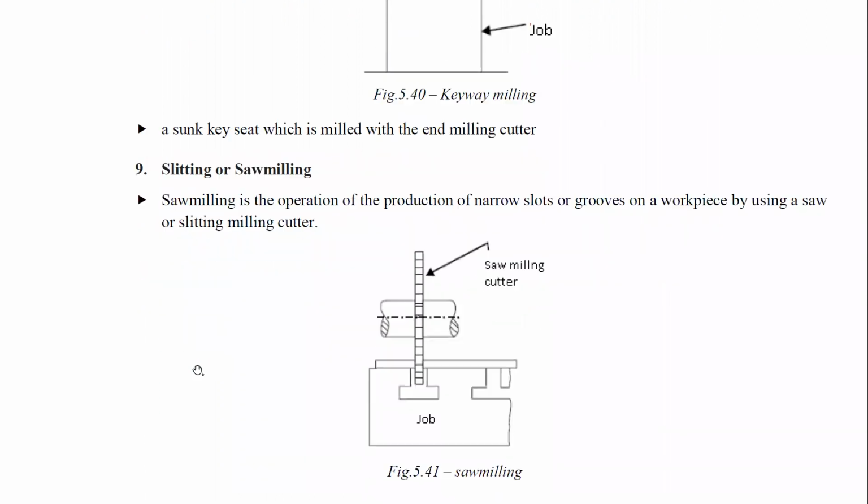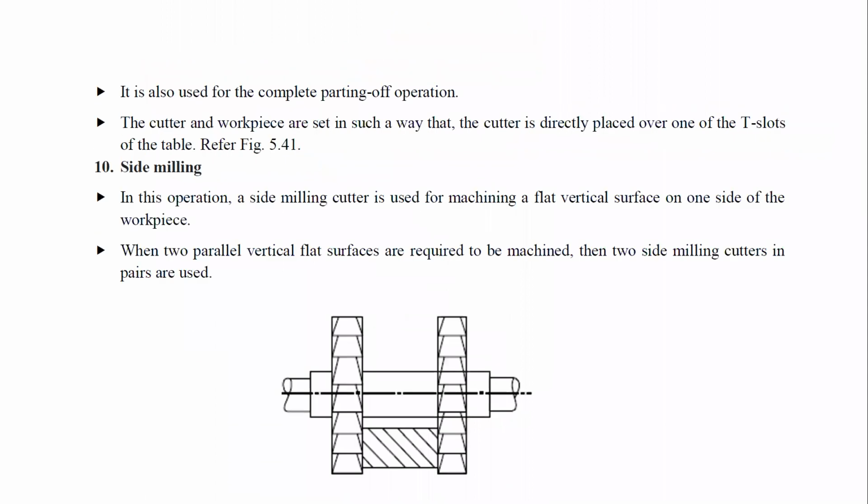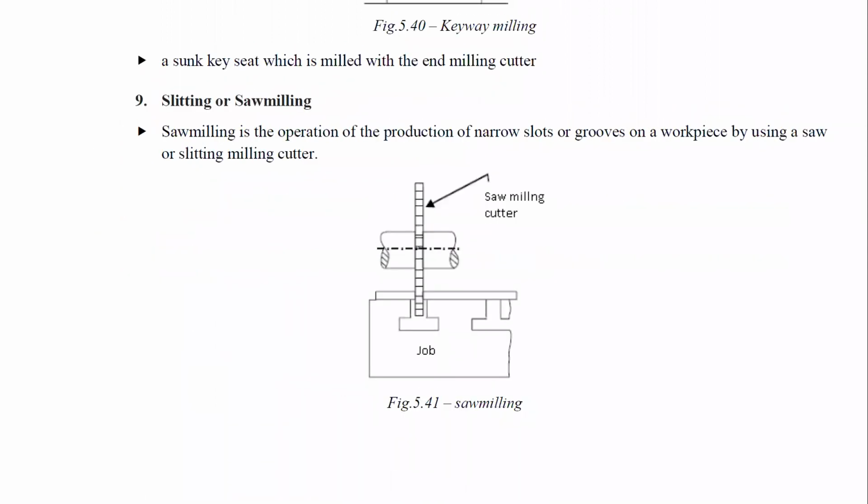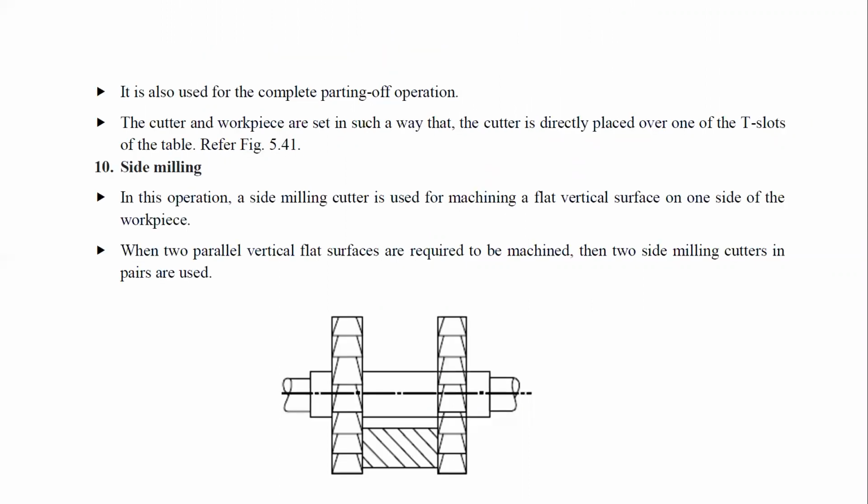Then slitting or saw milling. Saw milling is the operation of producing a narrow slot or groove on a workpiece by using a saw or slitting milling cutter. It is used for complete parting off operations. The cutter and the workpiece are set in such a way that the cutter is directly placed over the T-slot of the table.